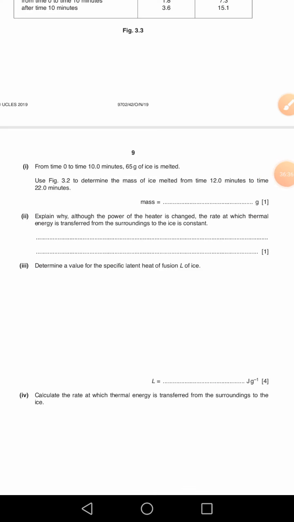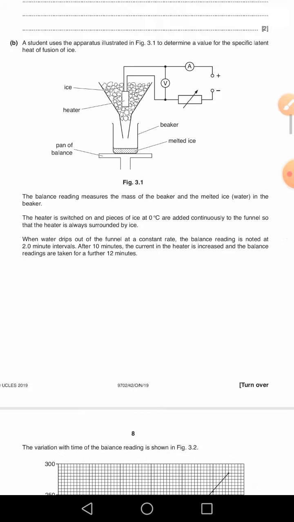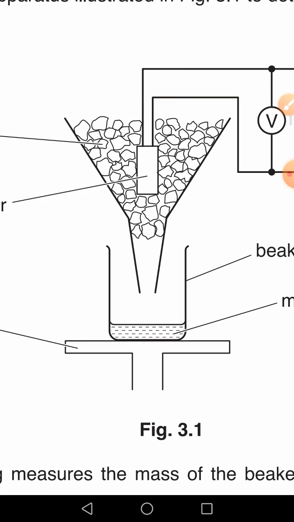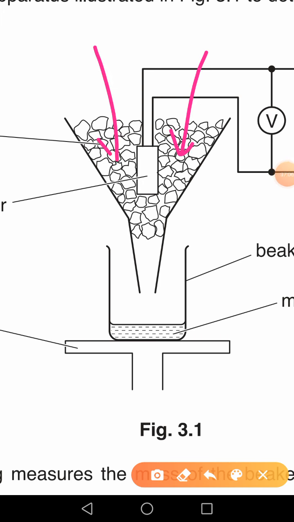Now this is a very important question. The flow of heat from one region to another depends on the temperature difference between the two objects. Now look here, we are adding ice continuously. So here ice is added continuously into the system, and you know that ice is at a temperature of 0 degrees Celsius.